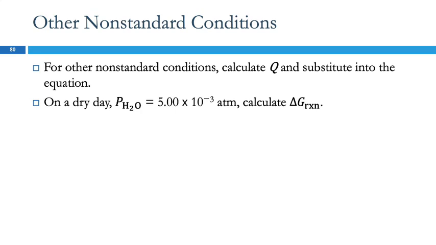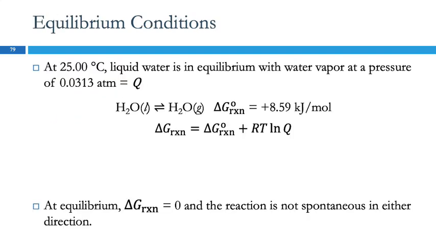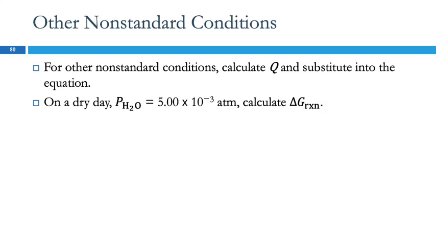So if we have other non-standard conditions, we just calculate Q and we stick it into the equation. And of course, generally it is non-standard conditions. So that was at equilibrium. Here we have on a dry day, 8.59. Okay, I can't remember that number. So delta G on a dry day is 8.59. I'm just going to do that right away.